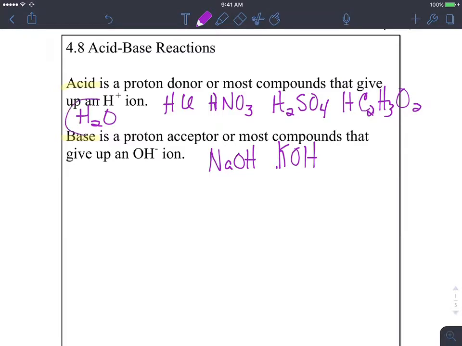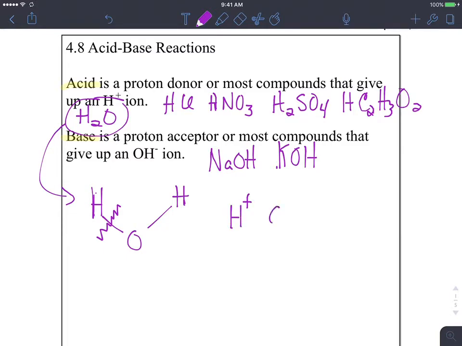So why did I say, speaking of water? Well, let's take a look at this formula H2O. What this is really saying is that we have an H bonded to an O bonded to an H. Now, if I separate the bond right here, what do I end up with? I end up with an H plus and an OH minus. So if you take a look at the water structure, water can actually be an acid, meaning that it's a proton donor, or it can be a base, meaning that it's a proton acceptor.